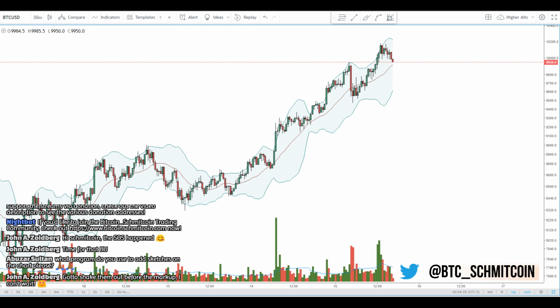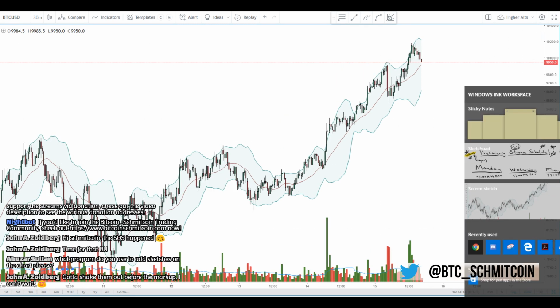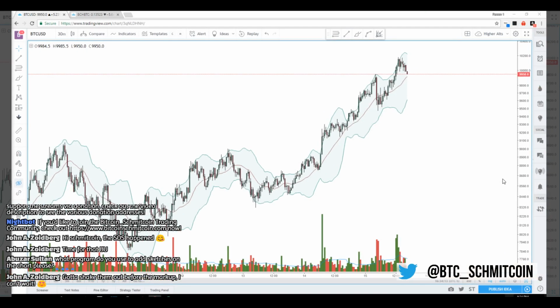What program do you use to add sketches to your charts? Well, I have a Wacom tablet, and I think this is the native software for the Wacom tablet. So it's just whatever comes with it. I think it's called a Wacom Intuos or something.